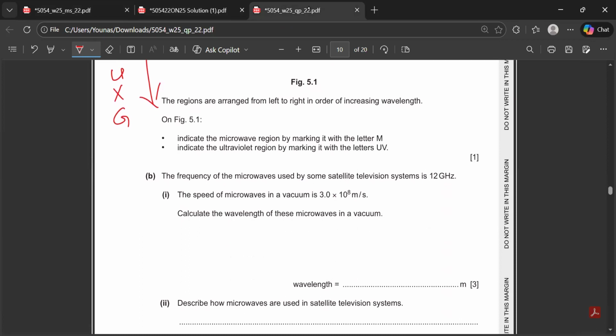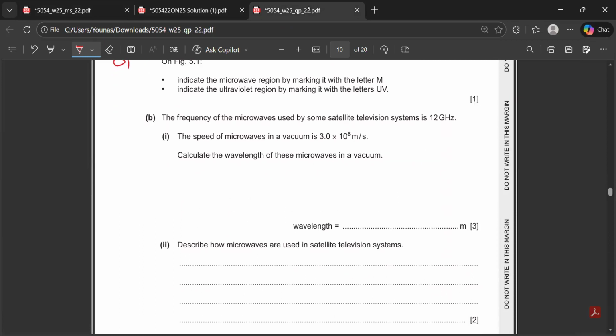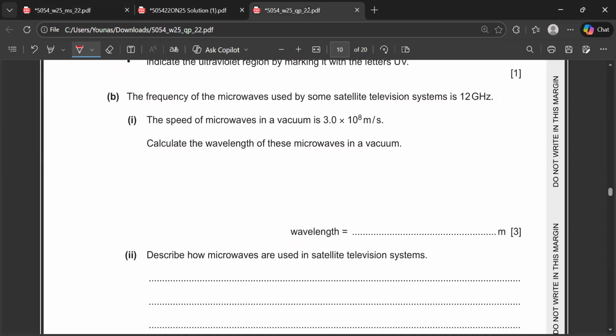He says the frequency of the microwave used in some satellite television systems is 12 gigahertz. The speed of the microwave in the vacuum is 3 × 10^8 meters per second. Calculate the wavelength. Okay, you know V is equal to f lambda. So if you want to find the lambda, that will be V divided by f. Just put these values here.